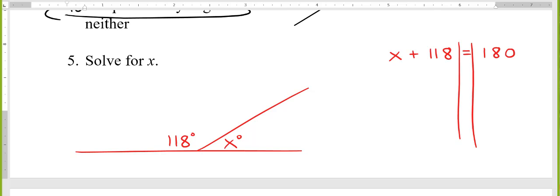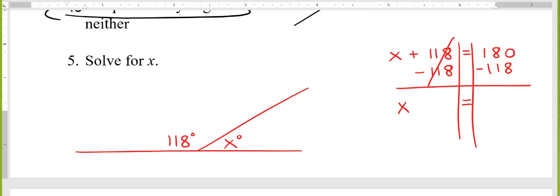To get x by itself, we're going to use the subtraction property of equality. We're going to subtract what number from both sides? Go ahead. Out loud. 118. To get x by itself, we need to subtract 118 from both sides of the equation. On the left-hand side, we just have x equals.